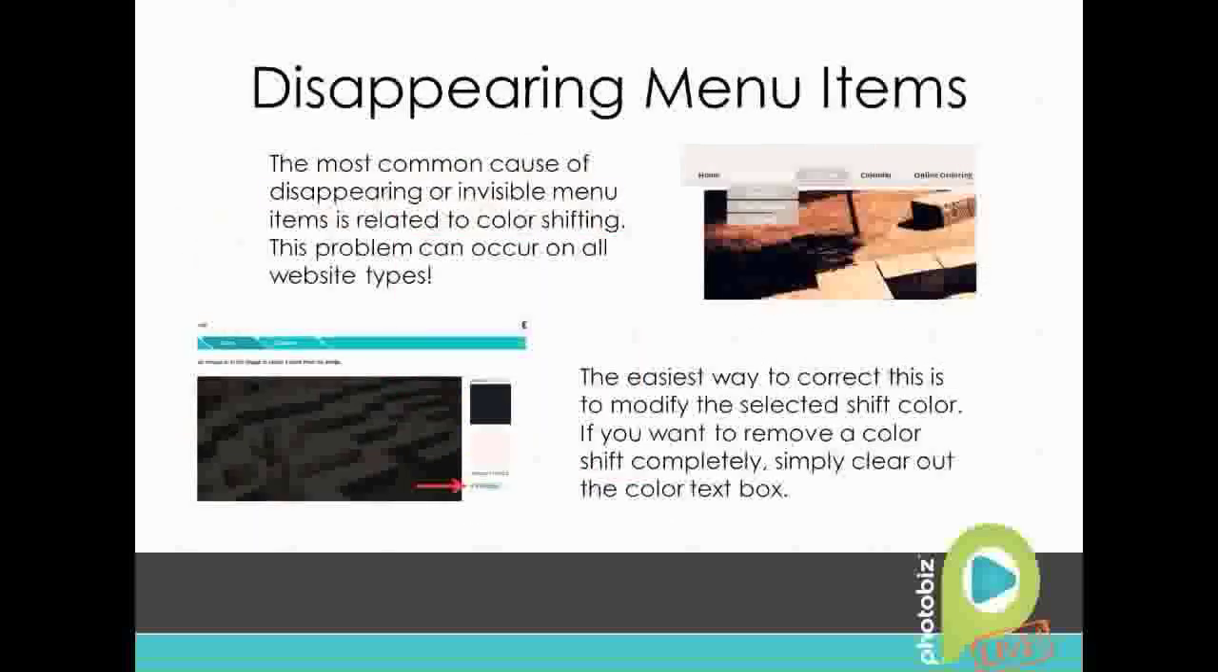Disappearing menu items. This can be one of the most common and one of the most tricky to track down of problems that you can encounter. Generally what this will look like is, you build your site and you pick some colors that look really nice with your images, and then you go to look at your site and you're watching your pictures go through, and all of a sudden text on your menu disappears, and then in the next picture it reappears. Or you might be going through and looking at your pictures, and all of a sudden it'll disappear, and then you just never see it again. The most common cause of disappearing or invisible menu items is related to color shifting.